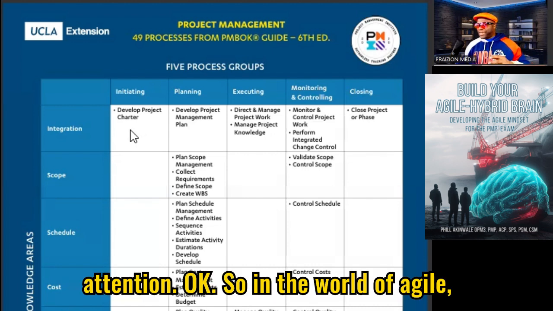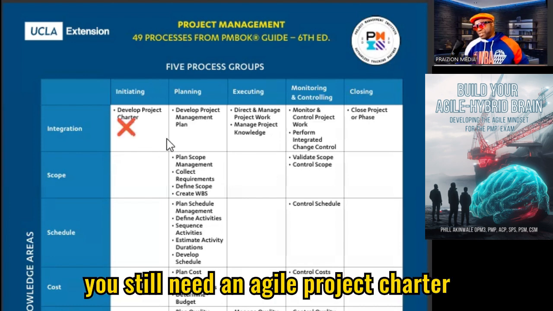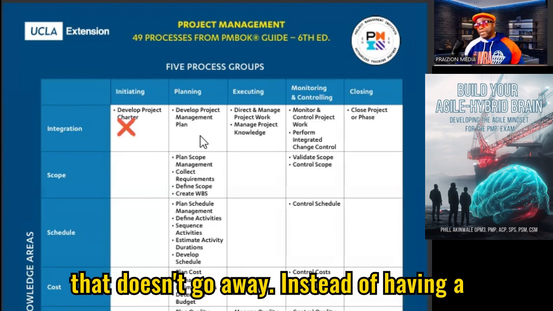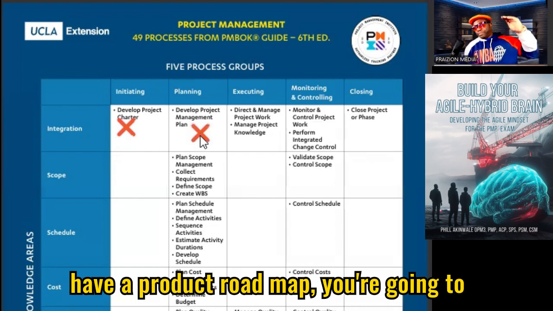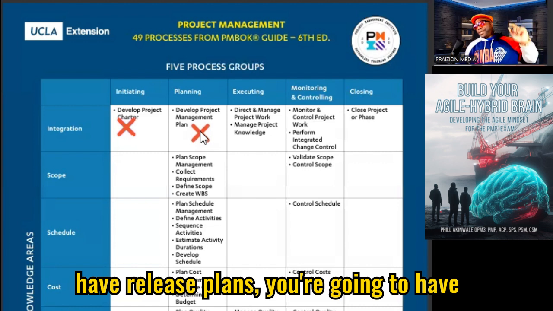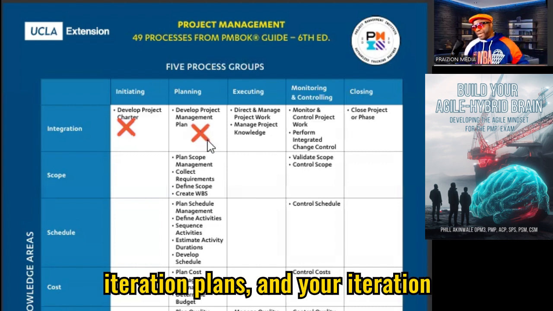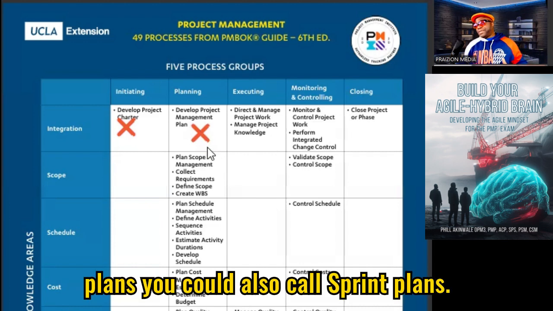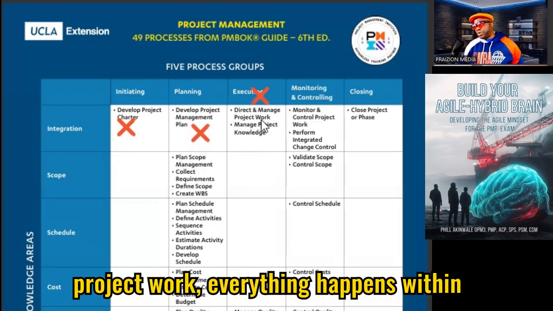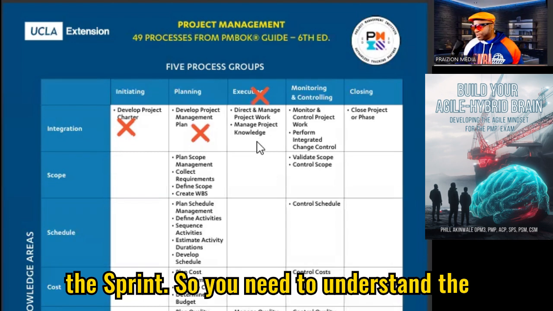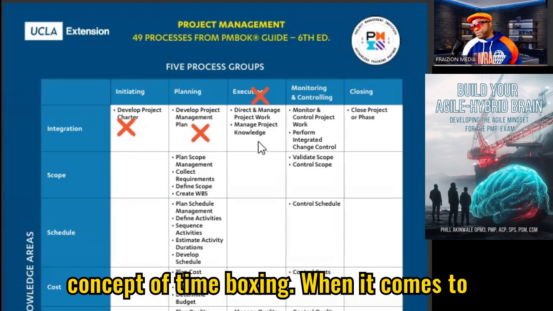So in the world of Agile, you still need an Agile project charter. That doesn't go away. Instead of having a project management plan, you're going to have a product roadmap. You're going to have release plans. You're going to have iteration plans. And your iteration plans, you could also call sprint plans. When it comes to direct and manage project work, everything happens within the sprint. So you need to understand the concept of time boxing.